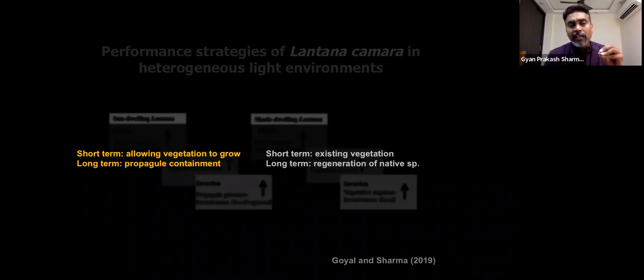So the management strategy which we need to take for this particular species in the shade dwellers and the sun dwellers would be different, and it should be different. And that is why many of the management scenarios have failed for invasive species and also for Lantana camara. So we need to be very cautious about designing the management strategy for any invasive species, and Lantana camara at the same time. So this is something which is intriguing for us.